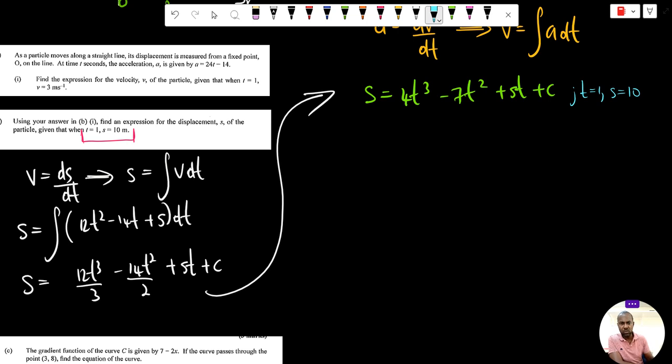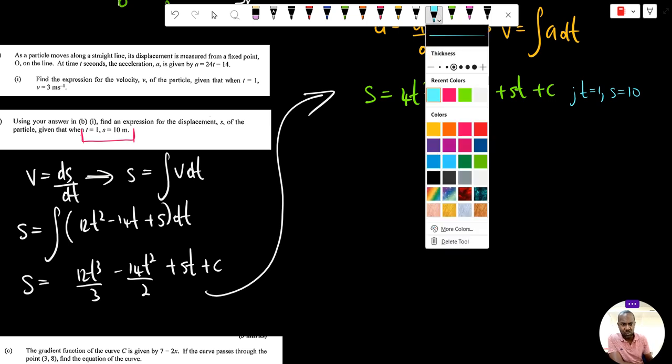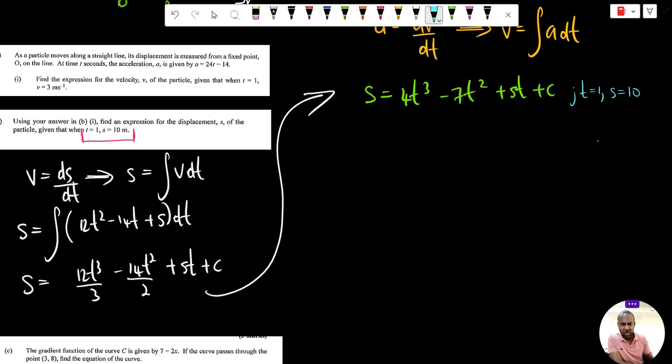So in other words, when t is equal to 1, s equals 10, and we'll substitute those values into our equation. And so we see that 10 is equal to, now 4 times 1, that is just 4. Then we have minus 7 plus 5 plus c. And so we have 10 is equal to, now 4 minus 7, that gives us negative 3. Negative 3 plus 5, that gives us 2. So 10 is equal to 2 plus c, which therefore implies that c is equal to 8.